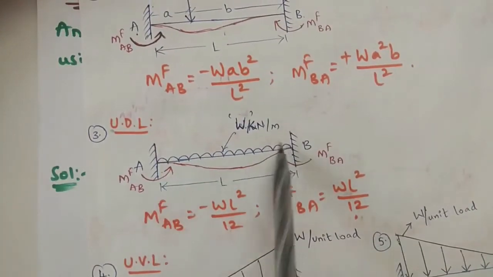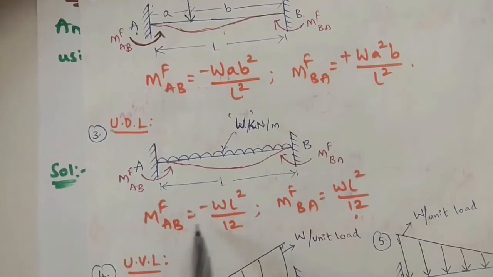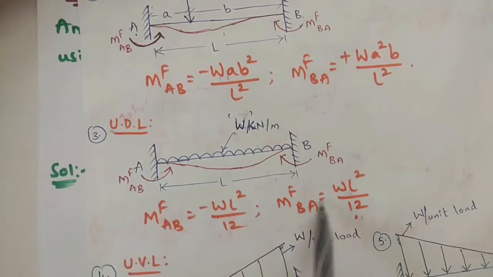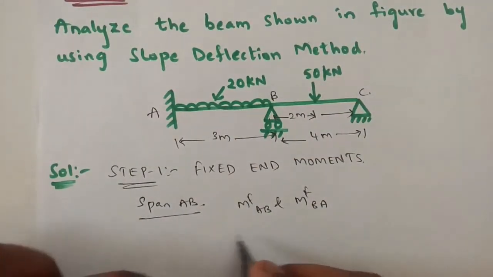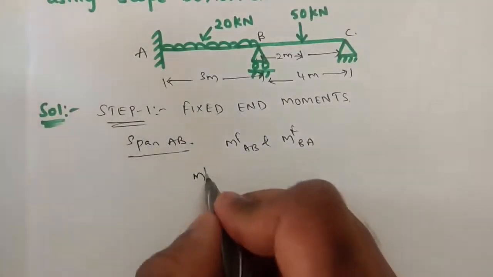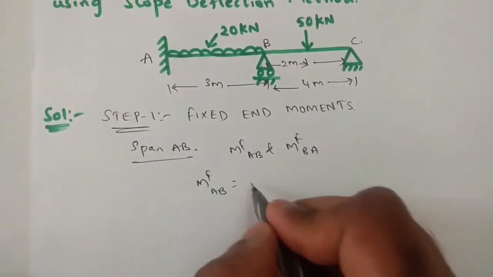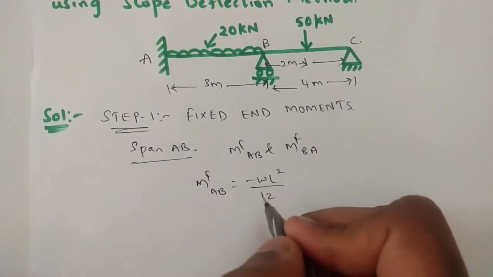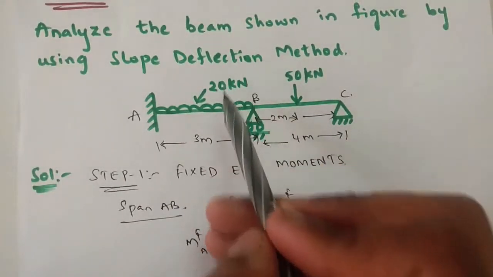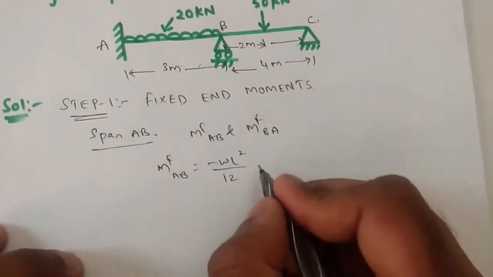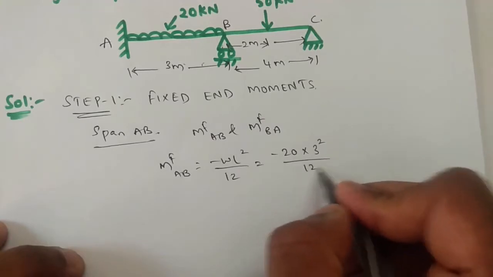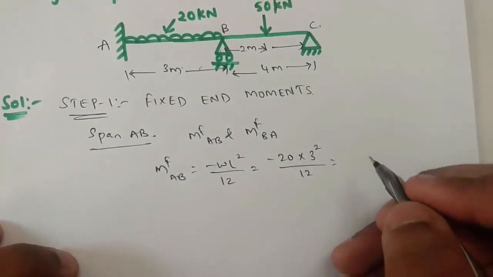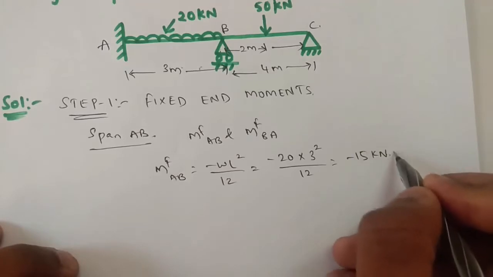Here for span AB, a UDL is given. For that, the formula is minus WL square by 12 for MF AB, and WL square by 12 for MF BA. Substitute the values: W is 20, length is 3 meters. MF AB is minus 20 into 3 square divided by 12. Solve this in the calculator, you will get minus 15 kilonewton meter.